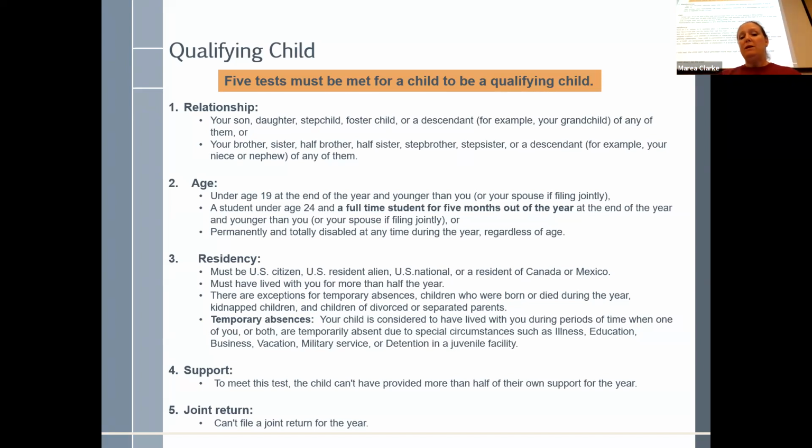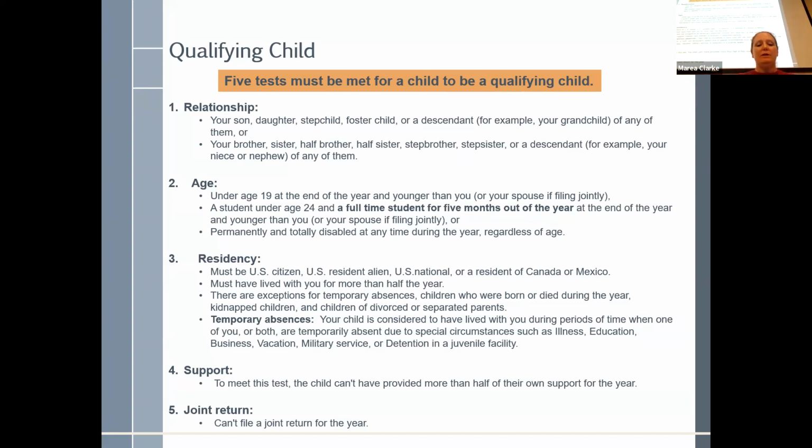Their age must be either under 19 at the end of the year and younger than you, or if they are a full-time student for at least 5 months out of the year, they have to be under age 24 and younger than you. Or they can be permanently and totally disabled, independent of their age.